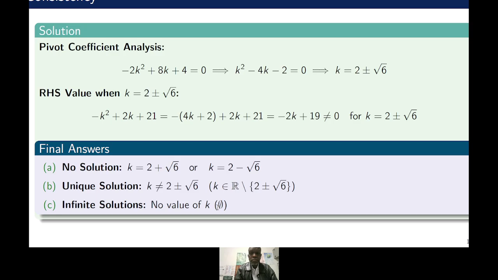So there we are, and this is what we have on systems of linear equations. So let us stop there for now.